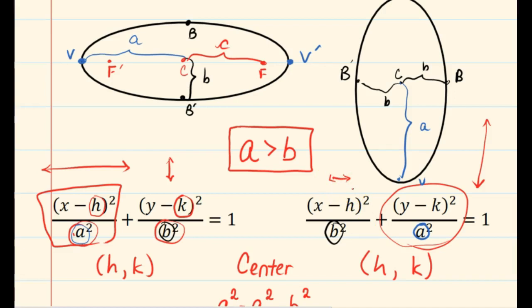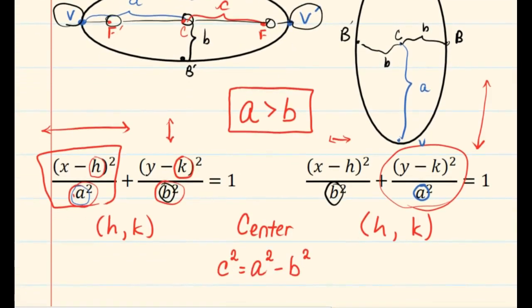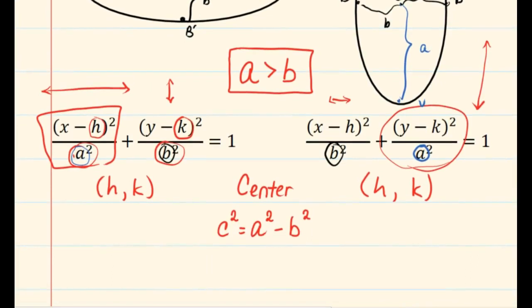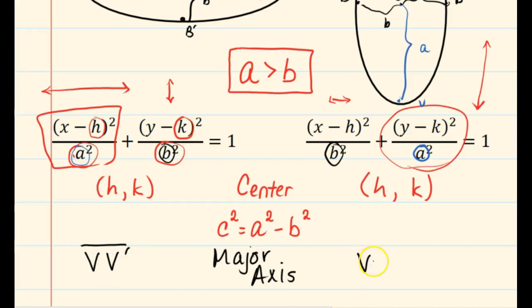Other things that we know about our ellipse include the major axis. Our major axis contains the vertex V, one of the foci, the center, the other focus, and the other vertex. That we call the major axis. So I'm going to write that information down here: the major axis is the segment from V to V prime. That's true for both ellipses.